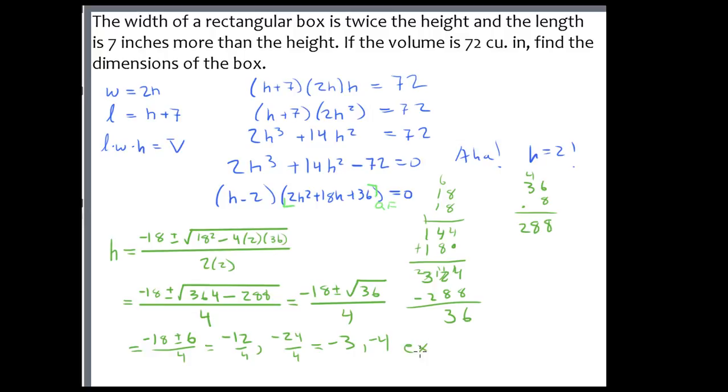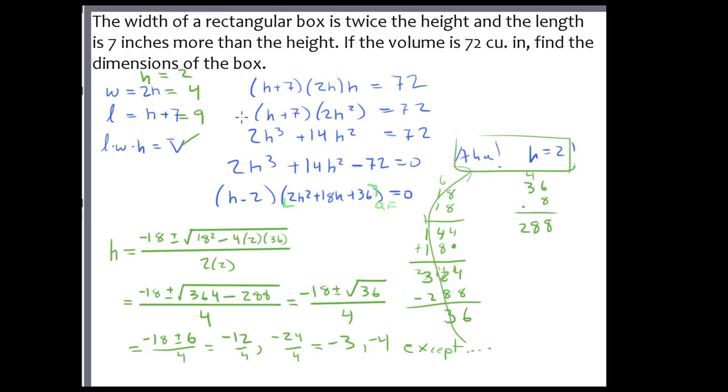Except, can we have such a thing as a negative length? No. Aha, h is 2. So the height is 2, the width is 4, the length is 9. 2 times 4 is 8. 8 times 9 is 72. The volume checks out. All of this checks out.